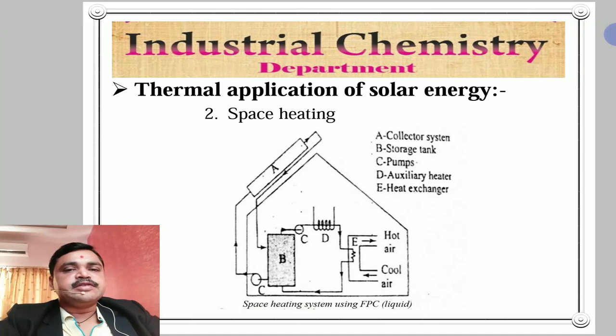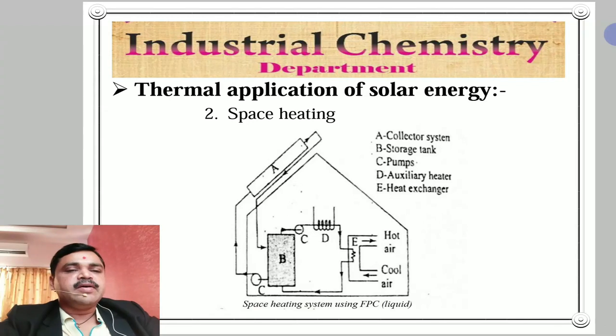Auxiliary heaters also will be started for heating the system. So this is the simple space heating system with use of flat plate collector. In this system also there is a provision for the FPC with the help of air heaters.